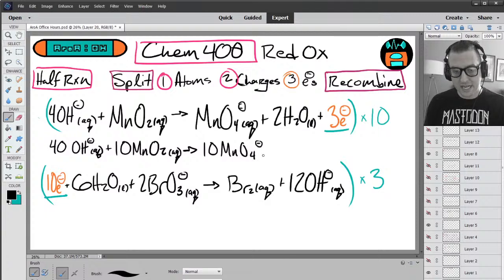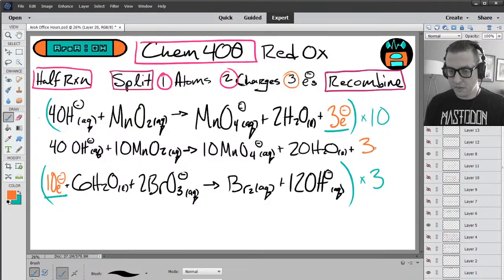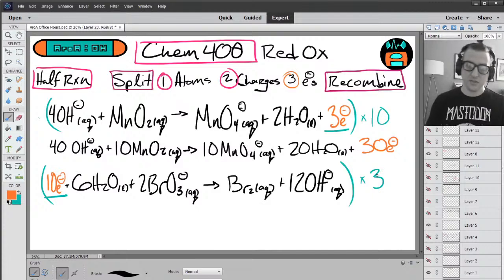So that's 10 permanganate ions plus 20 water molecules plus, this is the whole reason why we're doing it, 30 electrons. That is a lot of electrons.